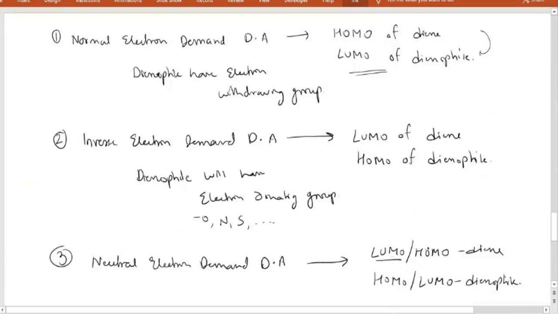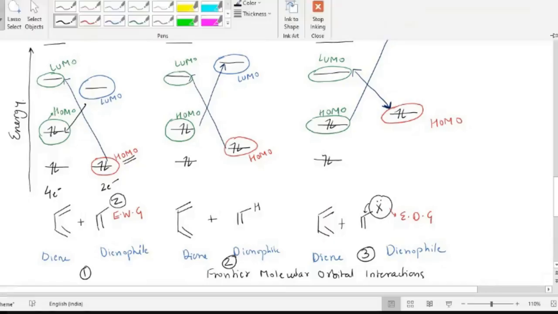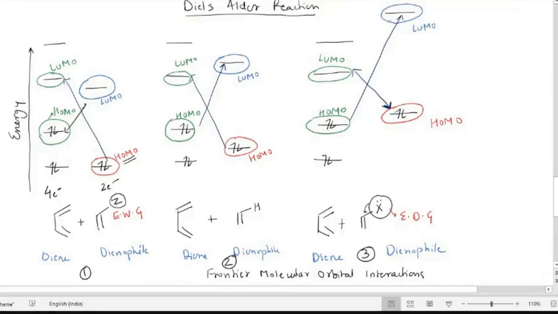So there is not much difference in this. Either of these can interact with any of this. If you are taking LUMO of diene, it will interact with HOMO of dienophile. If you take HOMO of diene, it will interact with LUMO of dienophile. So there will be no difference between either of these interactions. This is almost having same energy level, and that is why it is called neutral electron demand. Okay, now we'll see this by using frontier molecular orbitals of diene and dienophile. Okay, so interaction will take place in this manner.